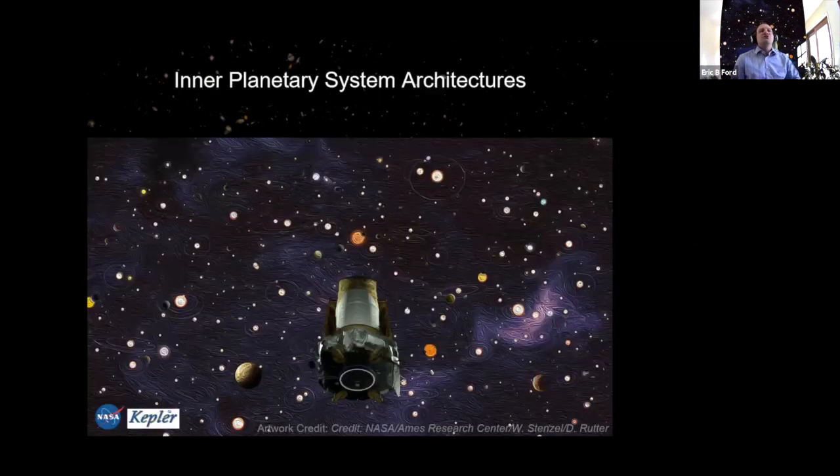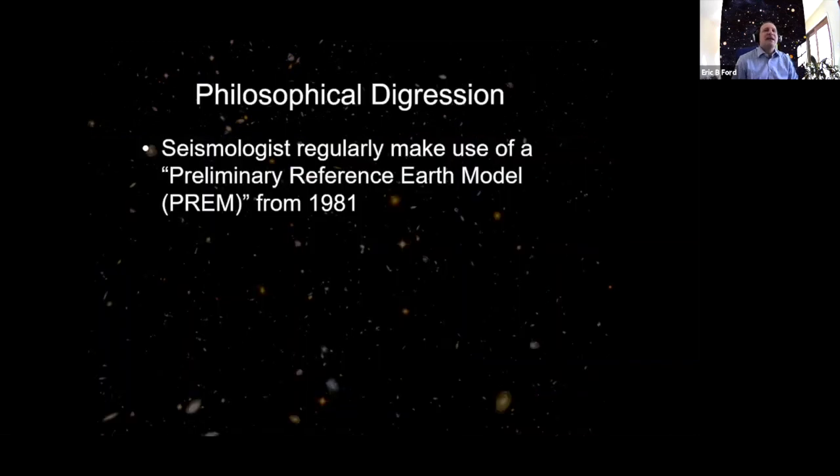So what we do have a lot of data about is the demographics of interplanetary systems, and that comes from Kepler. But before I dive into actually showing you results, I think it might be useful to take a slight philosophical digression and think about seismologists, so people who study the Earth's interior. And I find it kind of fascinating that in 2020, you'll still see papers and talks referring to PREM, or their preliminary reference Earth model.